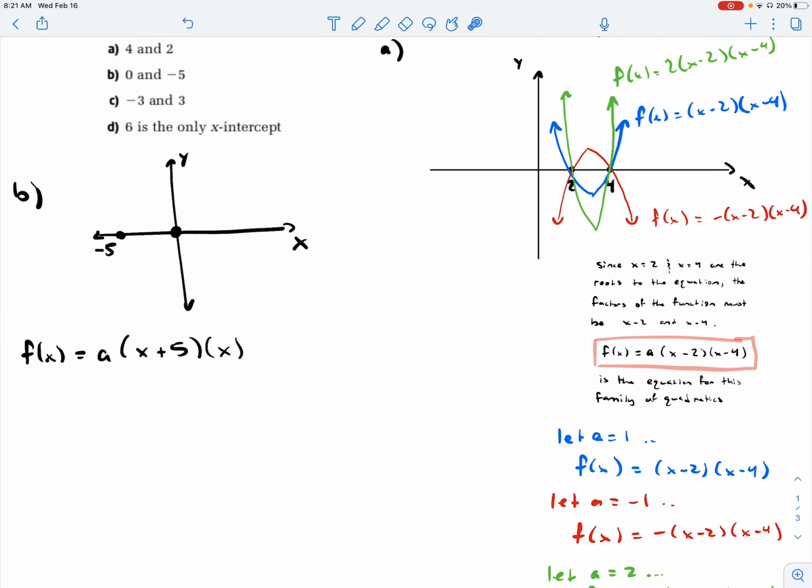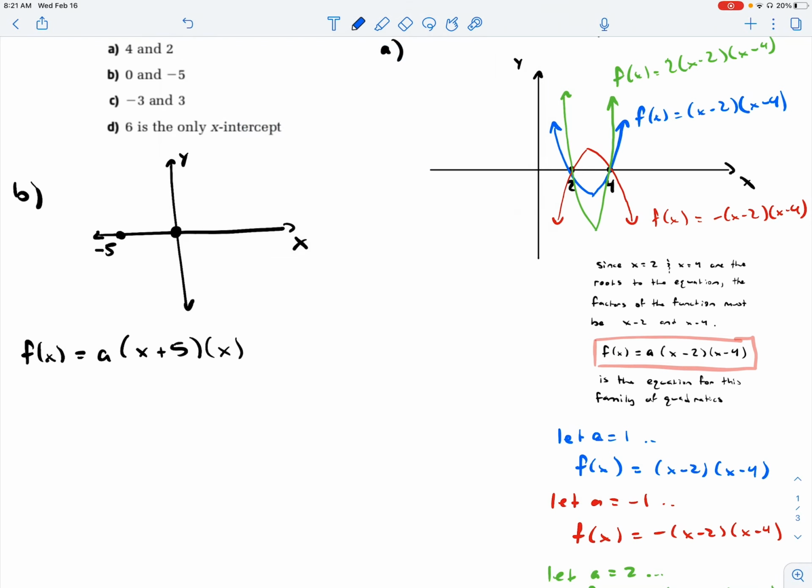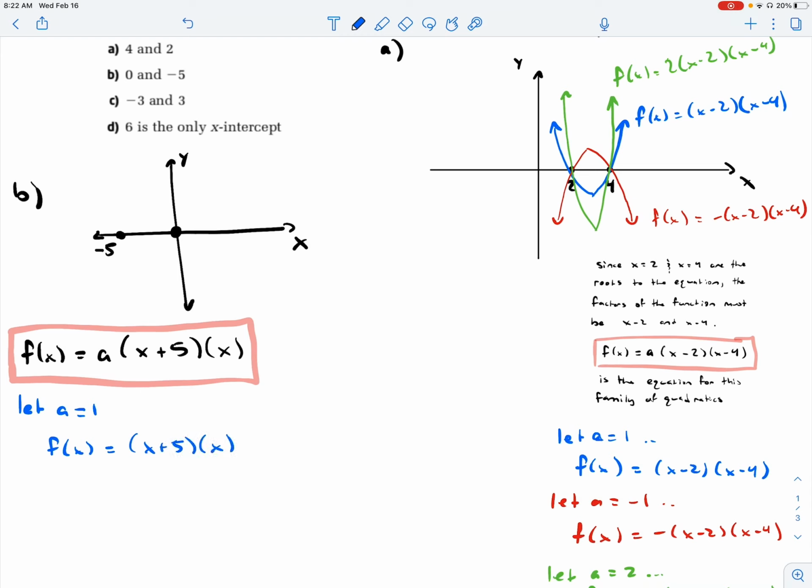Okay, now we need some specific members to this family. So we'll start with blue. And I will say, let's highlight this first. This is our family equation. Okay. Now for the members, we can let a equal 1. So we would have f of x equal to x plus 5 times x. And this is in factored form. So this quadratic will just open up.